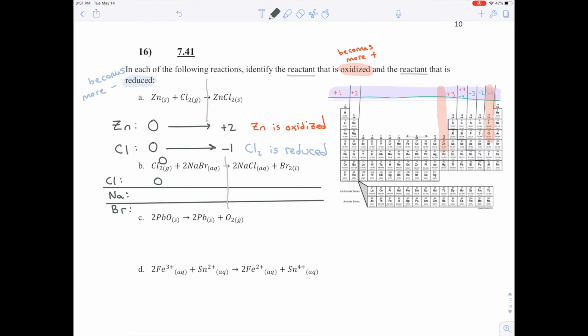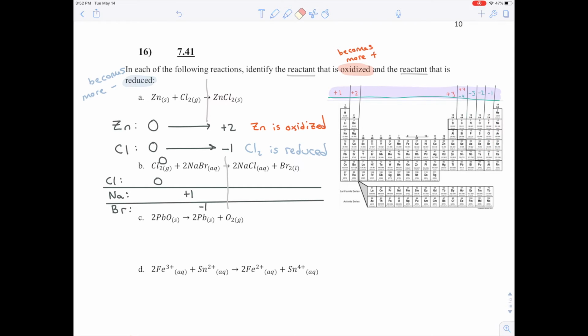Sodium is in a compound. And when an element is in a compound, we can refer to the periodic table. Sodium is sort of at the left of the periodic table. And because it's in group 1A, it has a plus 1 charge. So sodium will have a plus 1 charge. And then bromine. So bromine is in a compound here. It's paired with another thing. It's not by itself. So we'll look at it on the periodic table. It's over on the right side. Because it is in group 7A, it's going to have a charge of negative 1. So bromine will have a charge of negative 1.